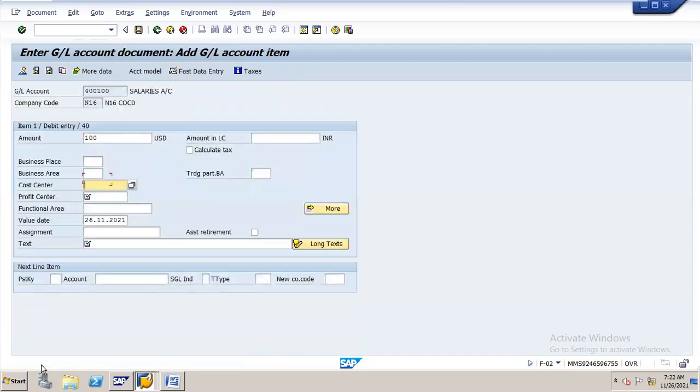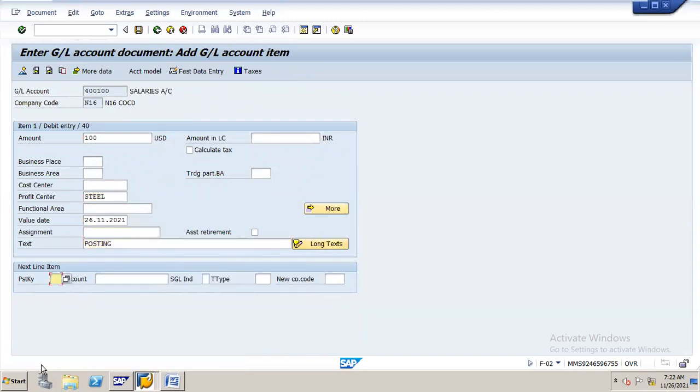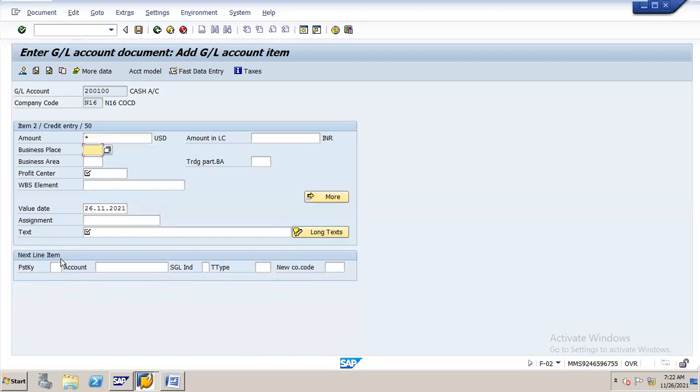$100. Start. How much has it taken? It has taken 80 rupees. Right? If I give manually, it will be manual. Okay, this is another transaction.